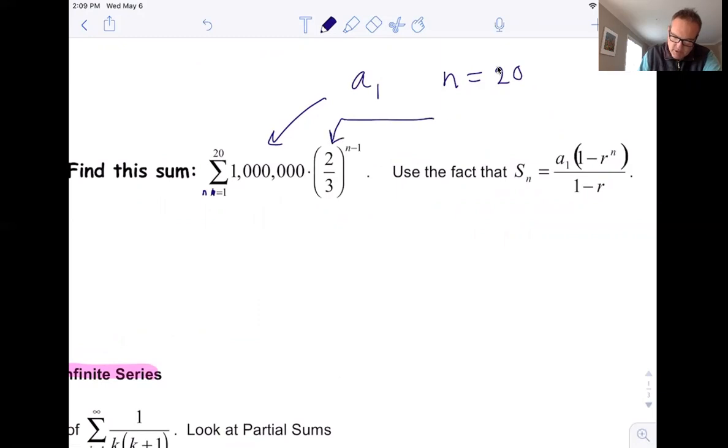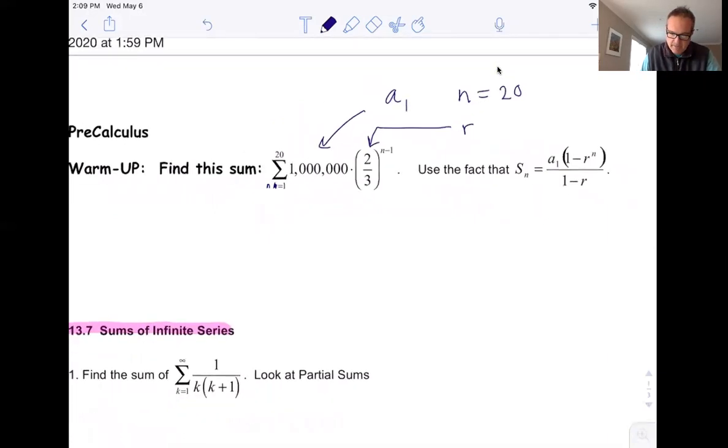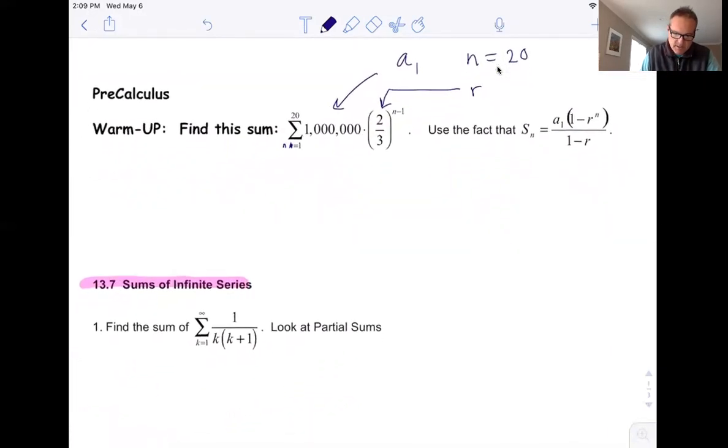It's 2/3. In other words, every time you go one step further in the sequence, you keep multiplying by 2/3. So the first term would be 1 million. Second term would be 2/3 of 1 million, which is 666,666. And the next term would be 2/3 of that. And each term gets smaller and smaller and smaller. And of course, what are we trying to do? Add up the first 20 of those.